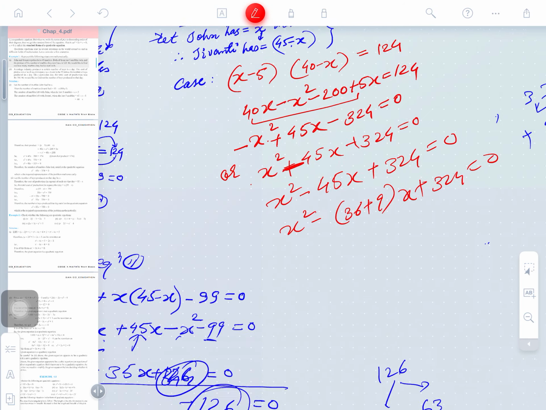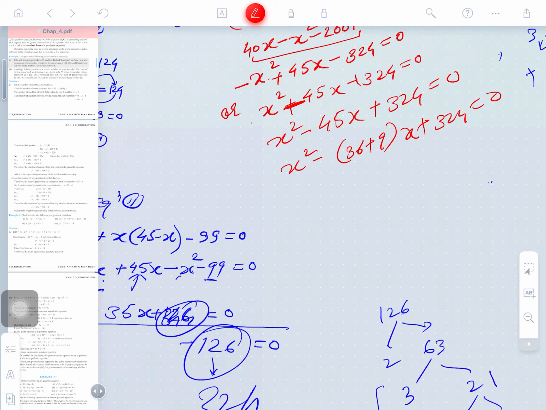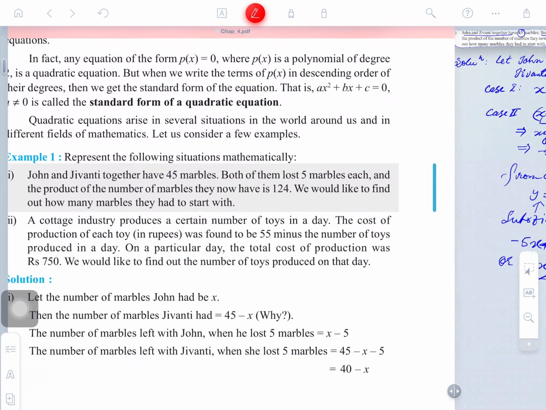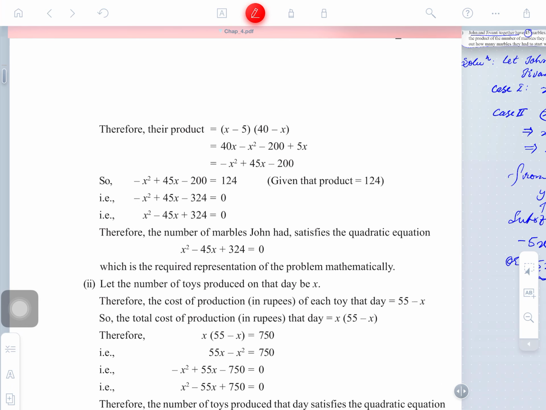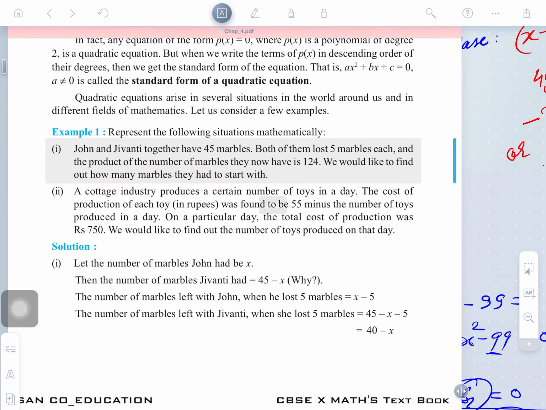the answer. Okay guys, first we need to make a quadratic equation. Okay, so listen here, the next question is also there. A cottage industry produces, you may see here what is coming. So that this equation is coming, we can solve further this equation. Clear right now? Now look at the next.